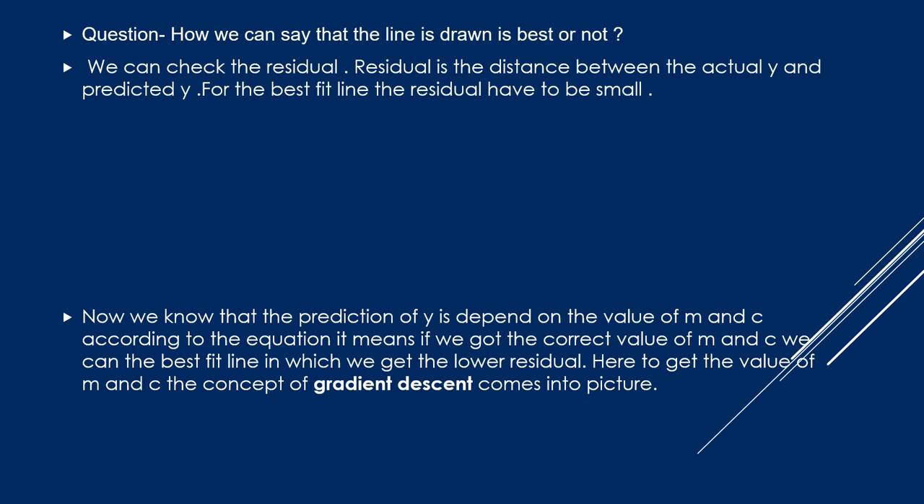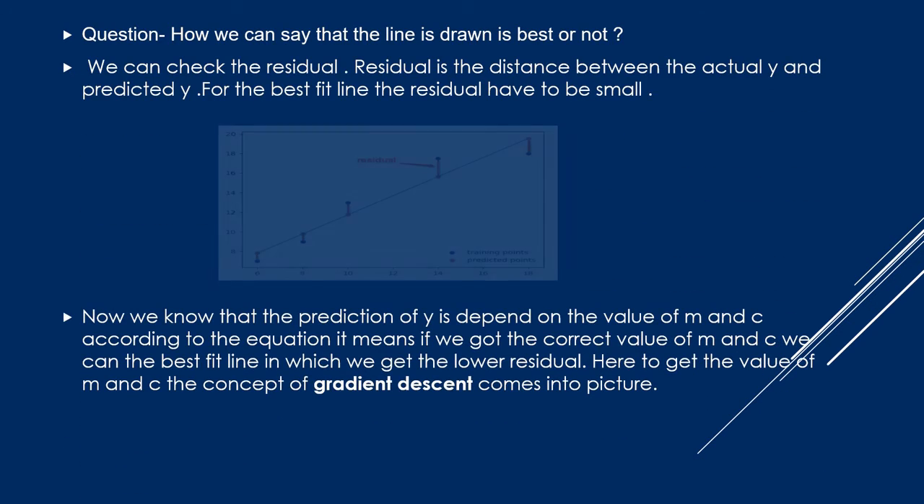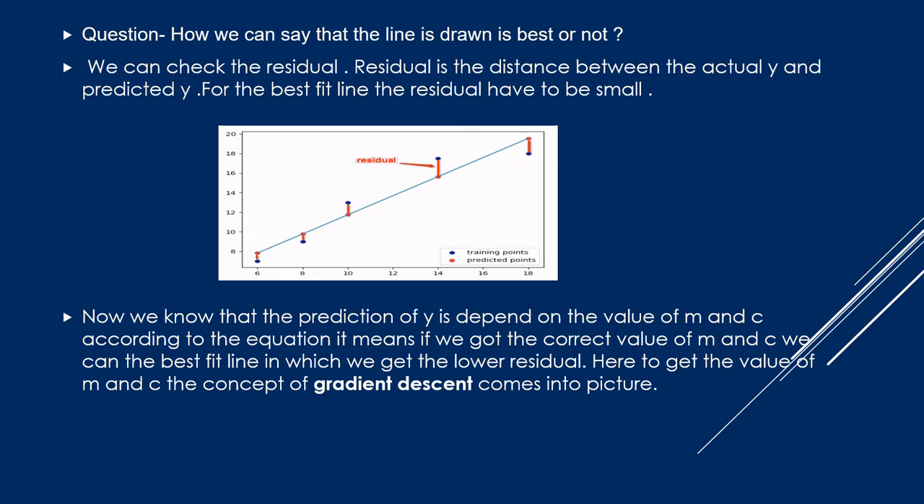Now the main question is how we can say that the line drawn is the best or not. We can check the residual. Residual is the distance between the actual y and predicted y. For the best fit line the residual should be small. Now we know that the prediction of y depends on the value of m and c. According to the equation, if we get the correct values of m and c, we can say the best fit line is the one in which we get the lower residual.